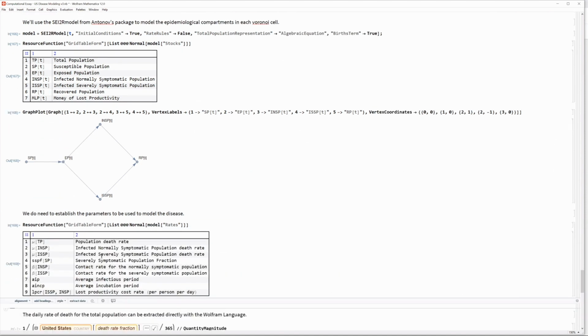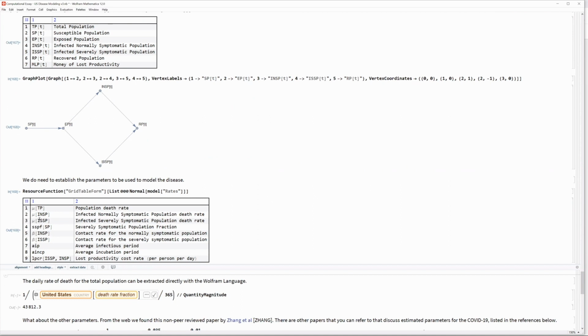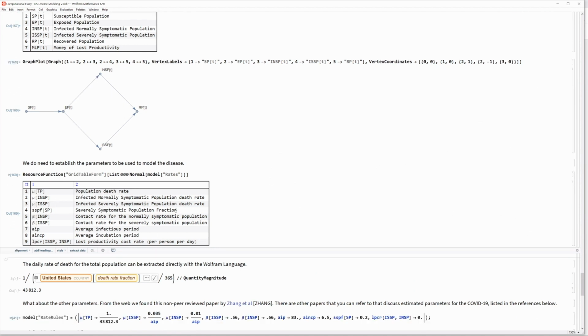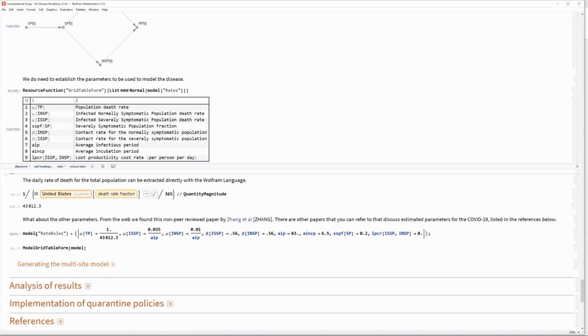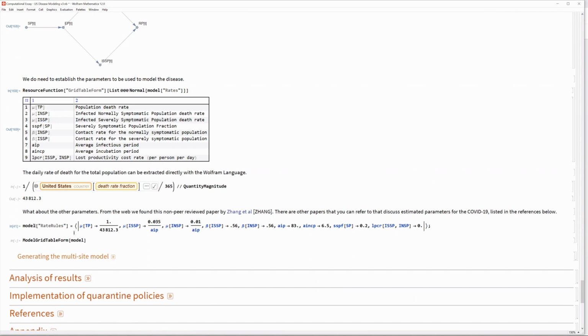that we developed, you have different parameters for this model. Death of population, death of the different boxes that might be included. What population goes to be either severely symptomatic or normally symptomatic, and then the incubation periods. So this model runs on these rules.